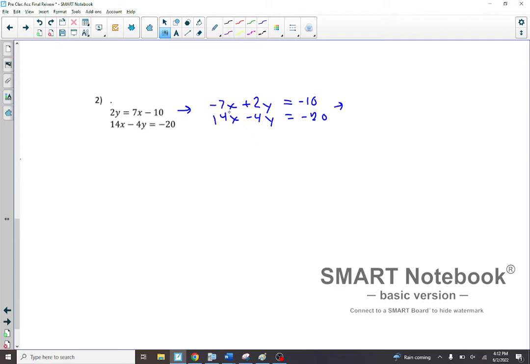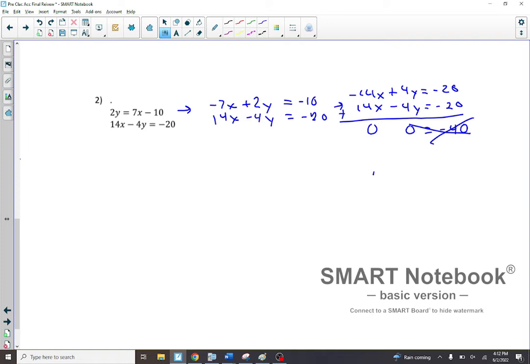So this is going to be, I'm going to times the top by 2. So negative 14x plus 4y equals negative 20. 14x minus 4y equals negative 20. So subtract down, or add down. So that's going to be 0, and 0 equals negative 40. Because 0 does not equal negative 40, this is a no solution. These are parallel lines.